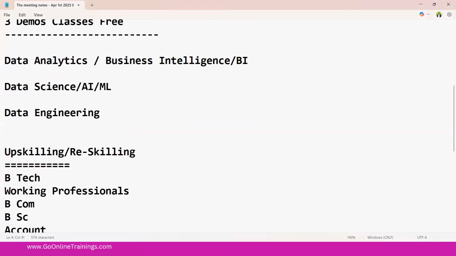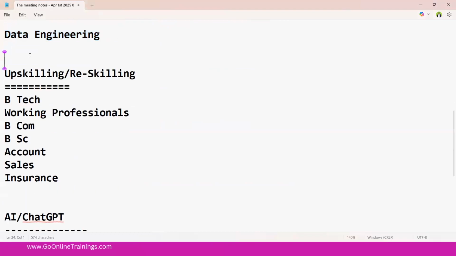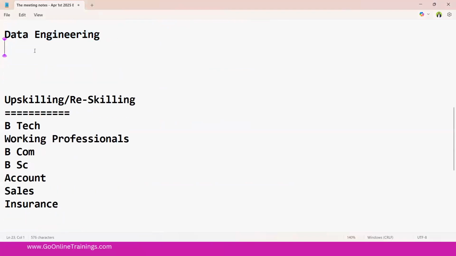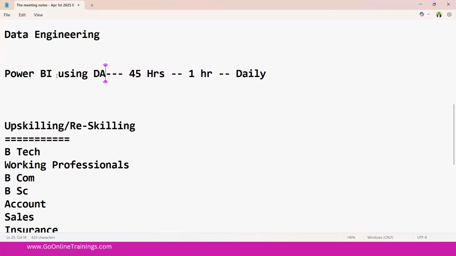Okay. We'll understand what data analytics is and what data engineering is. Don't worry about it. I want you to understand a few more things here. What are we learning as part of data analytics? Compulsorily you need to learn Power BI. It will be almost 45 hours, with 1 hour daily, Monday to Friday. Definitely you need to learn Power BI using DAX. What is DAX and everything, we'll discuss later.